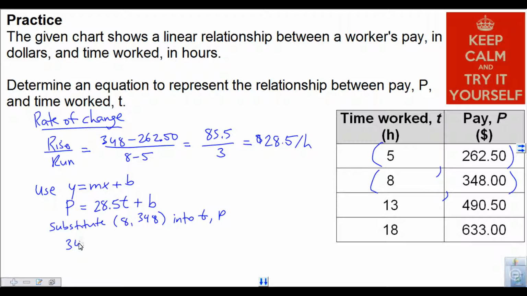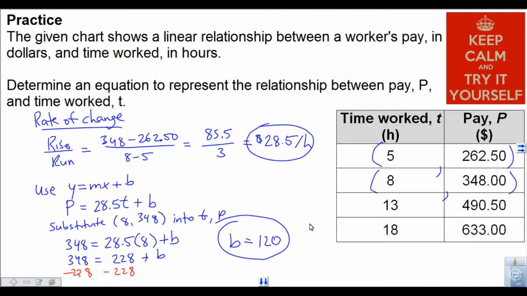So let's put 348 for pay is equal to 28.5 times 8 plus b. Now let's multiply 28.5 times 8, and that should be 228 plus b. All right, now we're just going to solve for b, so let's take away 228 on both sides. So b here should equal 120.